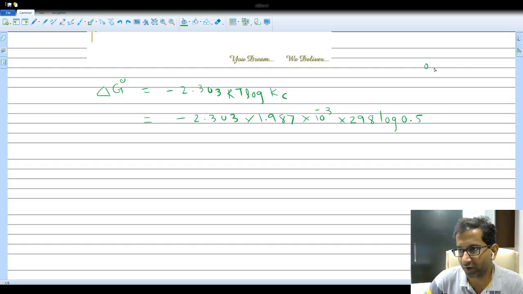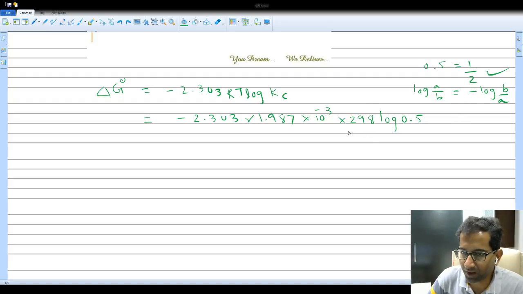Now log 0.5 equals log 1 upon 2. If I check the log of this 0.5, it will come in bar form, and that bar will again need to be converted into a real negative number. So instead of doing that hassle, instead of putting 0.5, that is log 1 by 2, I will convert it into log 2. I think we know that log A upon B is nothing but minus log B upon A. So I will put log 2 with a minus.